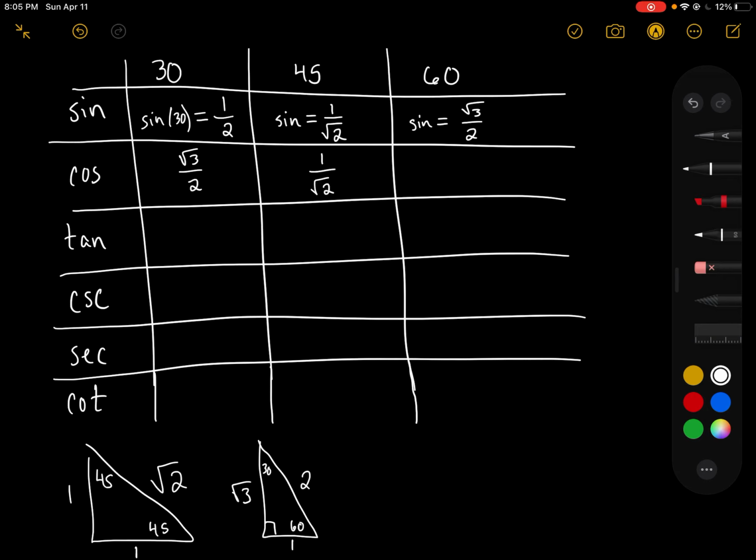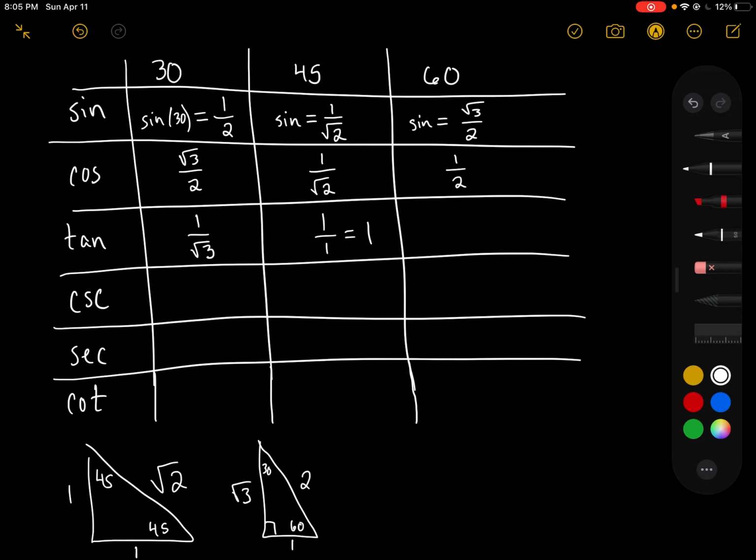Same thing for cosine of 30 this time. We're going to have root 3 over 2. The cosine of 45 is still actually just 1 over the square root of 2. And then for 60 degrees, our cosine is 1 over 2. And then we can go ahead and do the same thing for tangent.